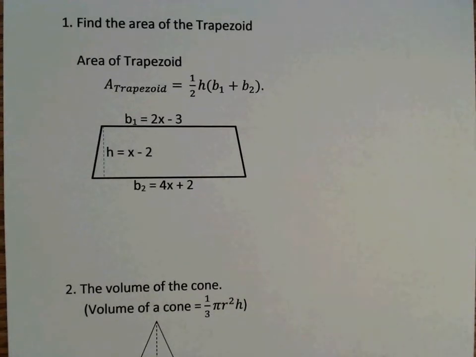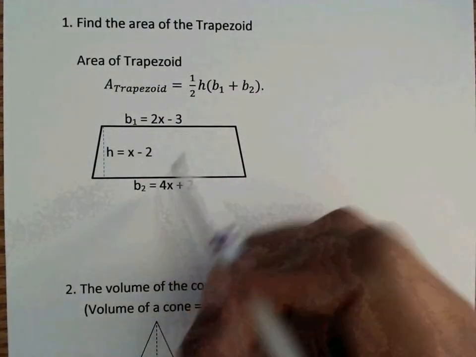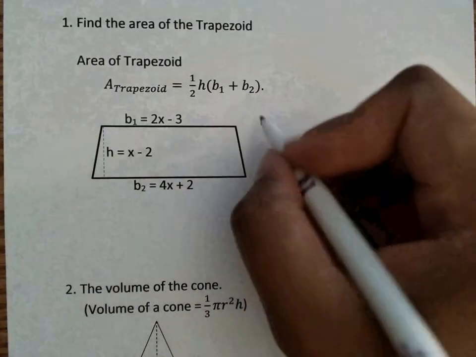In this video we're dealing with polynomial substitution. We kind of hit on this a little bit in foundations, but we're going to go ahead and just review it. So in this first one we need to find the area of a trapezoid. They give us all the parts and they give us the formula. So we're going to plug in everything.